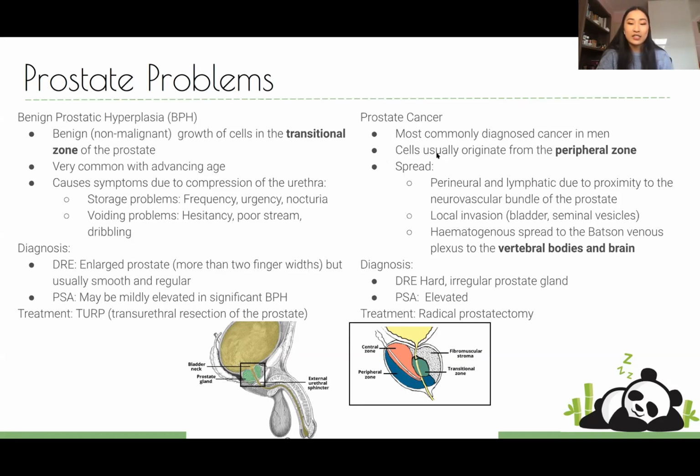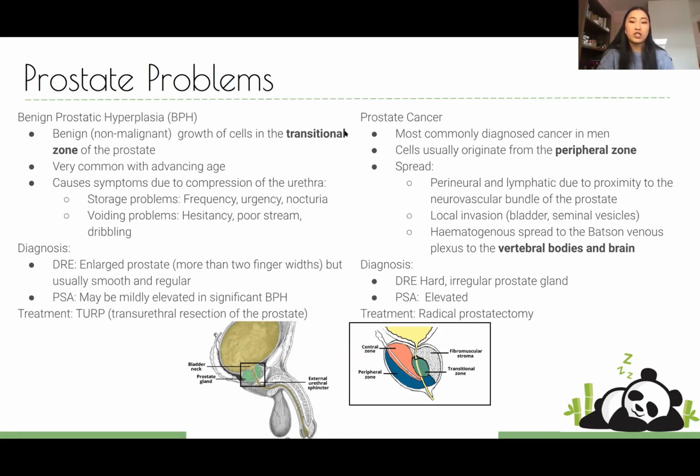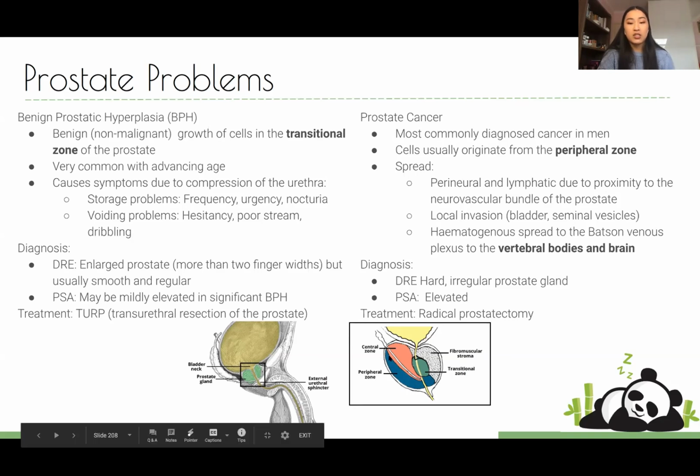So this is different in that it originates from the peripheral zone. There's a lot of concern with BPH because people worry that it predisposes to prostate cancer, but it technically doesn't because it's a completely different area of the prostate. So BPH is in the transitional zone, prostate cancer is in the peripheral zone. And you can see because it's here, it may not cause the same urinary symptoms. And it might not be diagnosed until a DRE is performed.